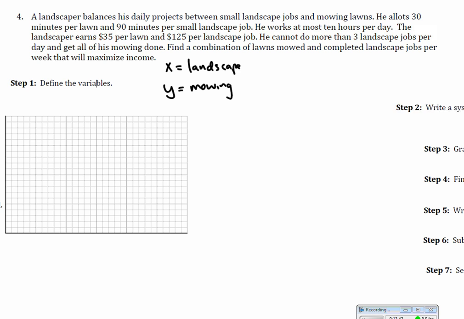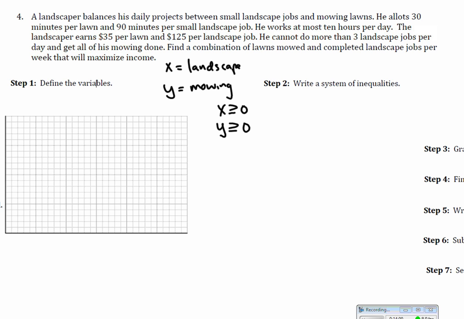So step 2, let's write our system here. Well, easy ones are you got to be bigger than or equal to 0 for both of them. You can't do negative in there. You can't go back and make grass grow. And you can't take apart landscaping jobs. That doesn't make you any money.